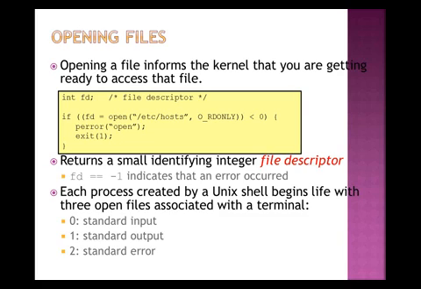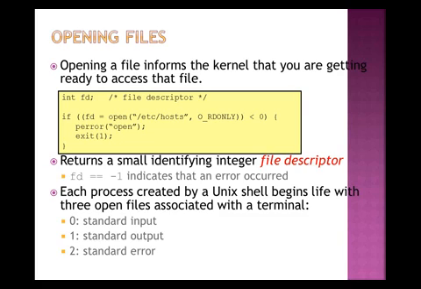Then what are the basic Unix input output operations? They are also known as system calls. First is opening and closing a file. This is the syntax that we use, the open command to open a file, and the close command to close a file. The syntax is open with parentheses, then close with parentheses.